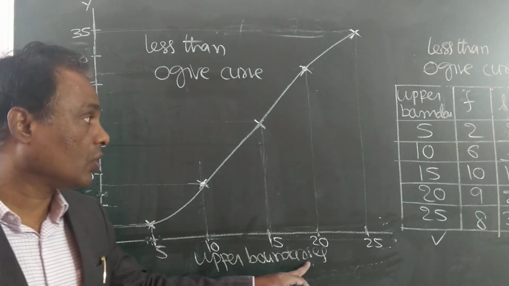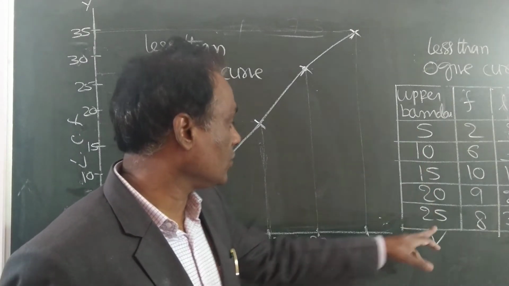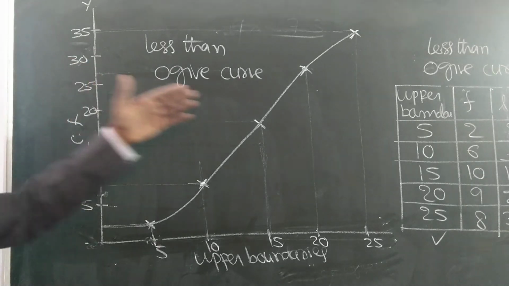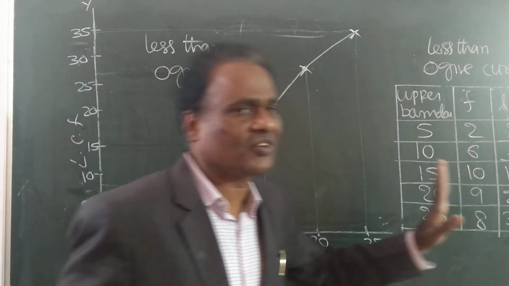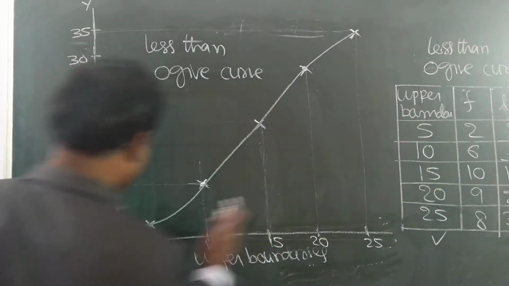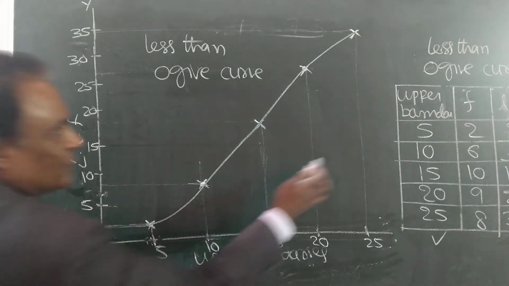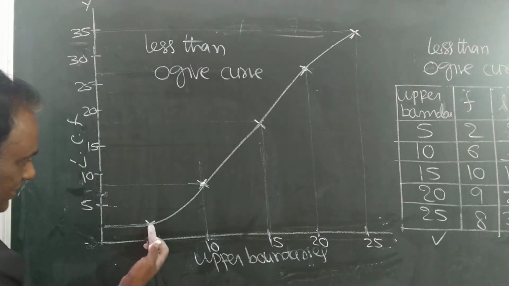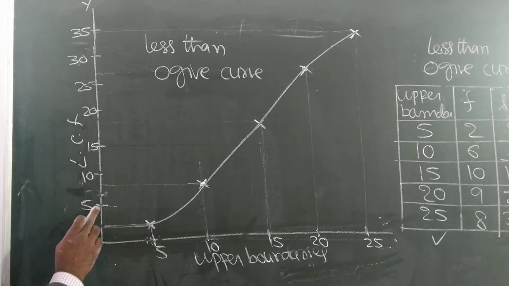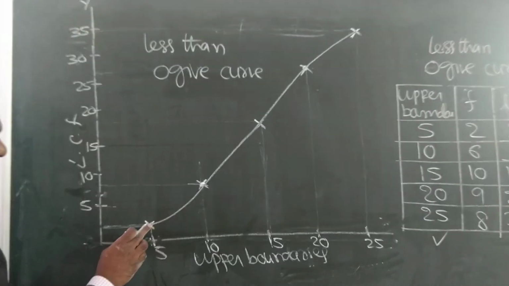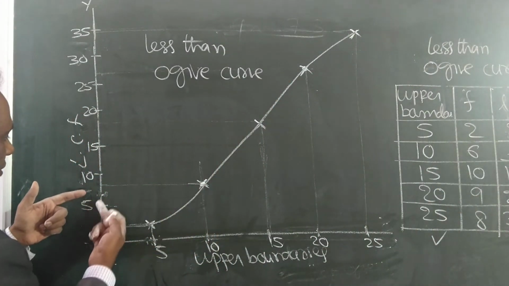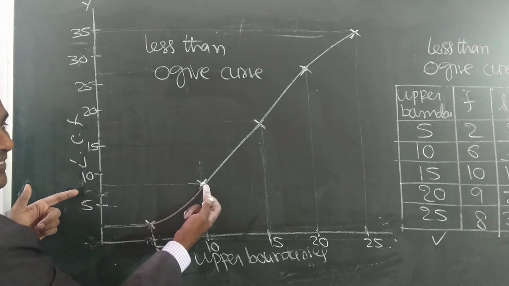How to draw? Upper boundaries 5, 10, 15, 20, 25 on the x-axis. I took these numbers, but you can take any numbers as long as they cover all of these, up to 35. So 2 means somewhere here. On the x-axis 5, on the y-axis 1, 2, 3 like this. So 2 will be approximately somewhere here, because this is not graph paper. Next 10, 8. 10 is here, 8 is 5, 6, 7, 8 like this.